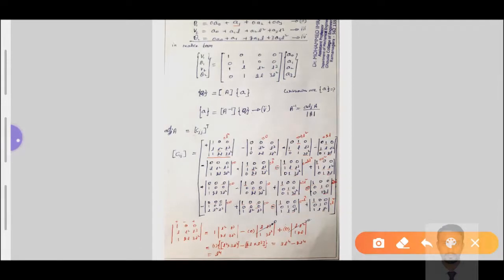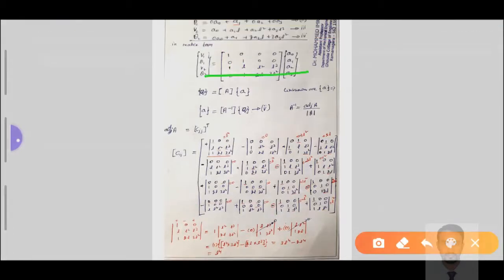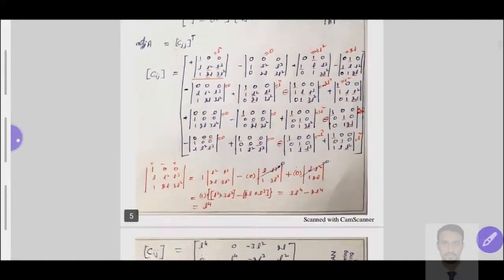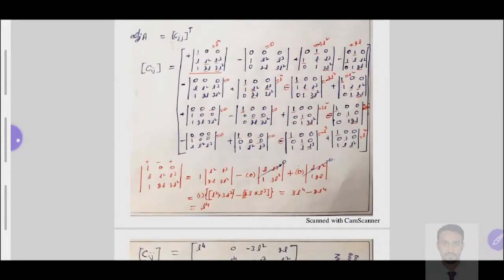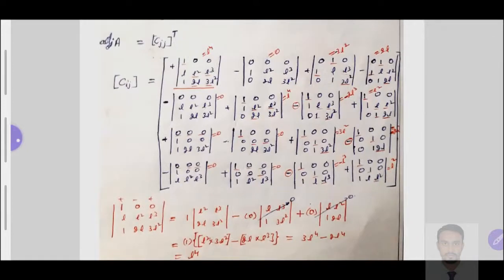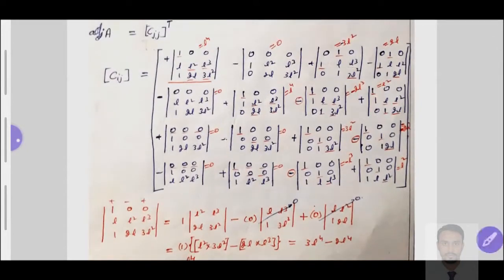And then similarly, fourth row eliminated with respect to the first column, you will get this value. Similarly fourth row second column, you will get this value. Fourth row third column eliminated, you will get this value. Similarly fourth row fourth column eliminated, you will get this value. After this, the transpose of the matrix Cij is said to be the adjoint matrix. Then this matrix will be resolved.